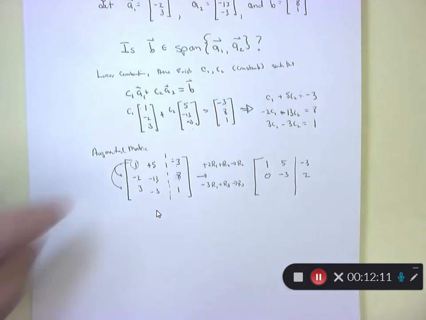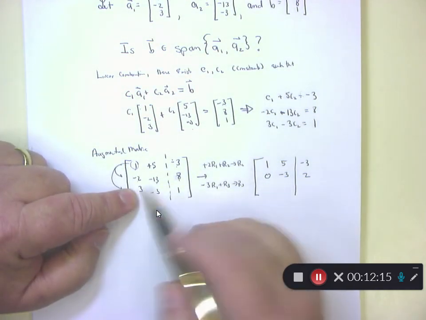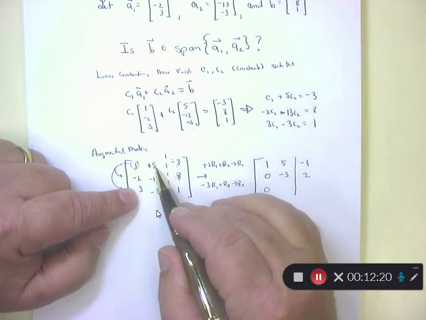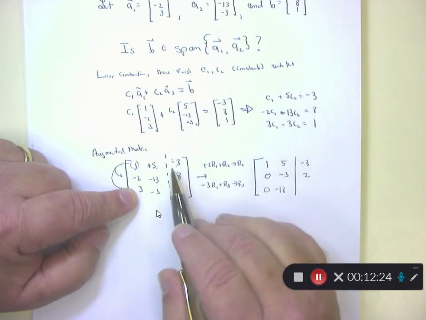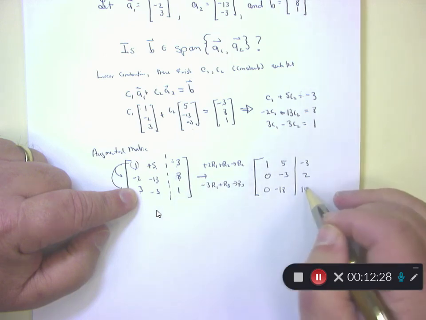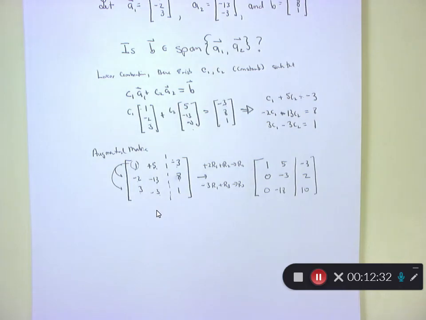Okay. Now I'm going to swing down, kill off this 3. Negative 3 times 1 is negative 3 plus 3 is 0. Negative 3 times 5 is negative 15. Negative 15 plus negative 3 is a negative 18. Negative 3 times negative 3 is a positive 9 plus 1 is a 10. Agreed? Now, what's my next move? What would you do?